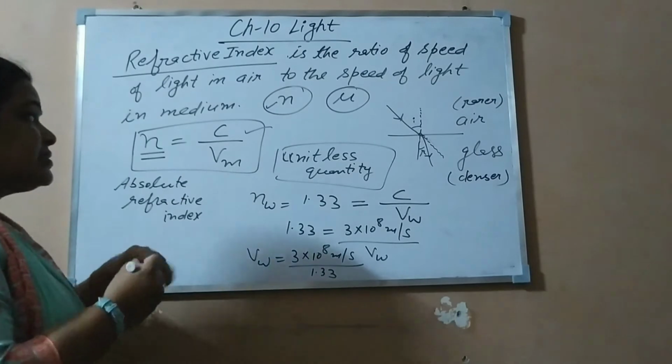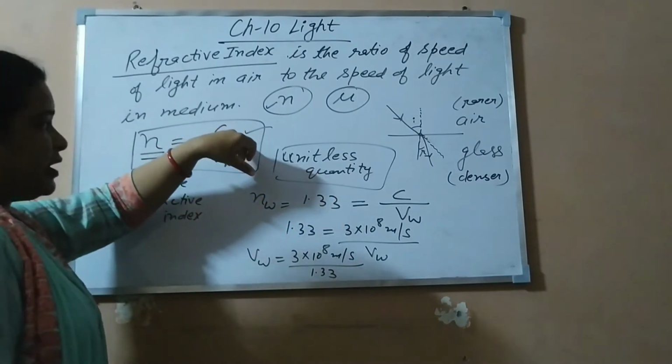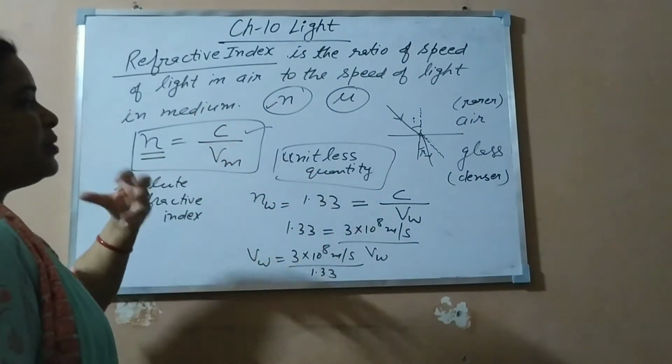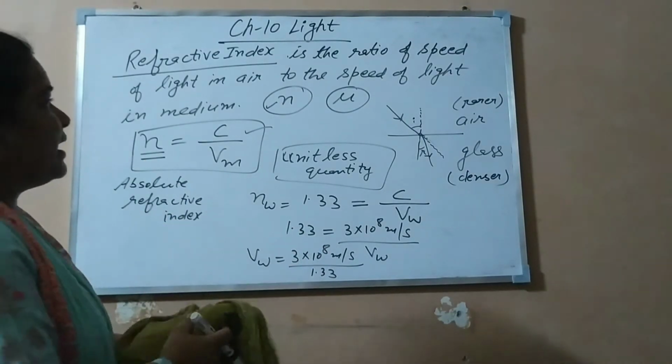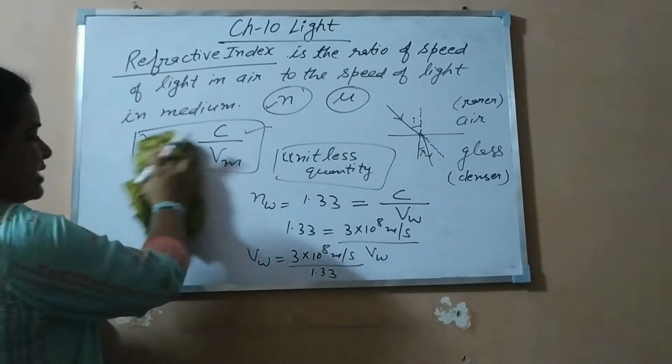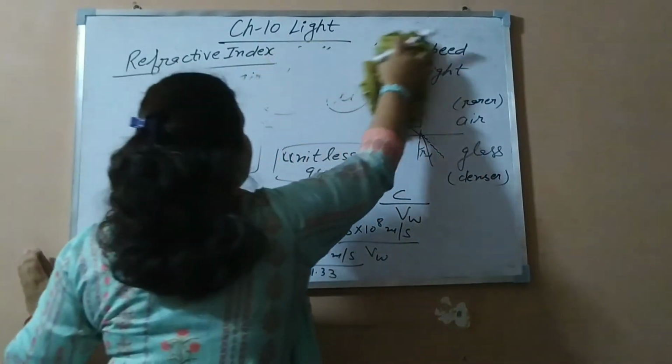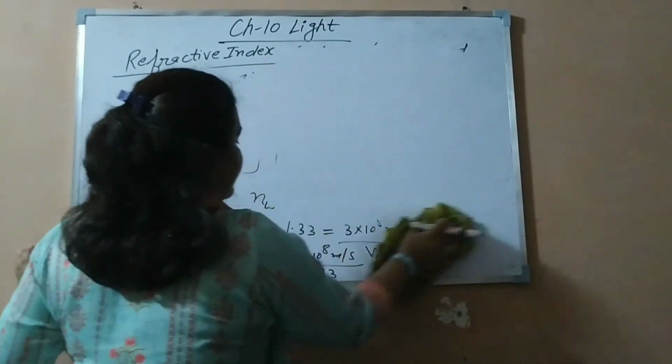Now, is it always necessary that the first medium is air only? No, it can be another medium also. Let us see what we will say in that case. In that case, we will call this a relative refractive index.